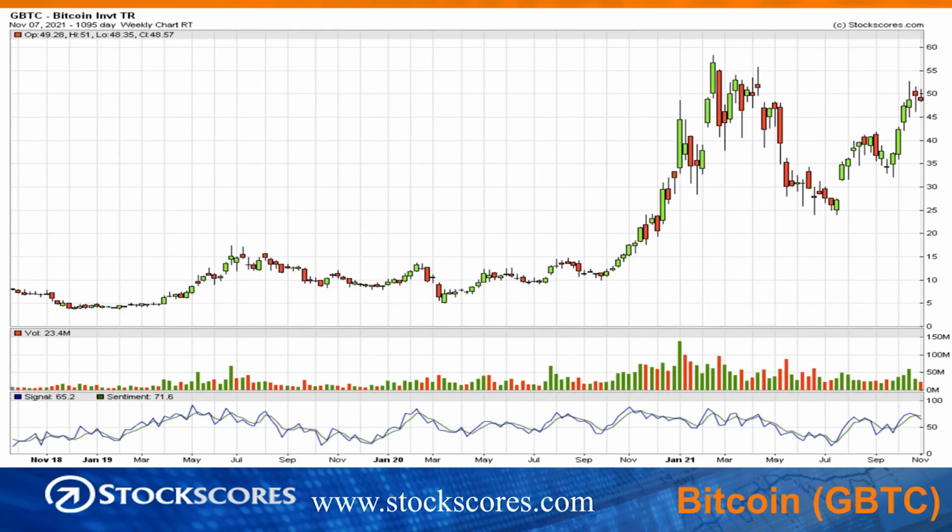On the Bitcoin side, it's had a couple of weeks of sort of pausing after 3 strong weeks to the upside and essentially getting stuck at some resistance. Remember, this is an ETF, so the actual Bitcoin chart is reaching new highs. This one is lagging a little bit.